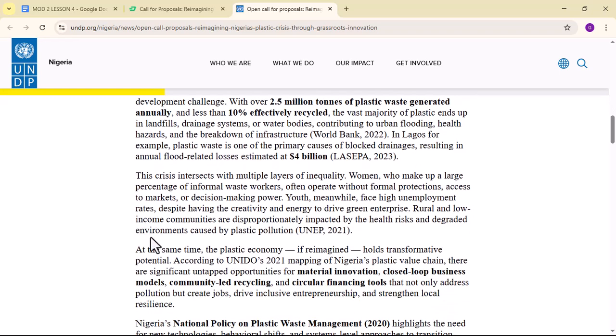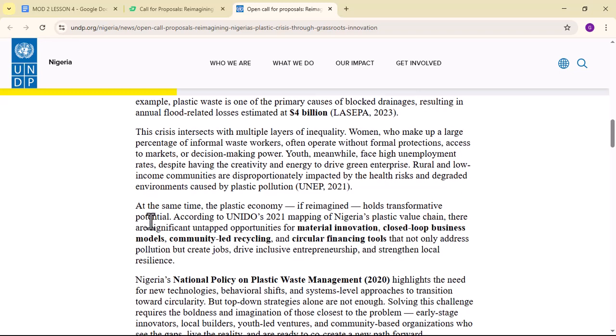Now they go on further that at the same time, the plastic economy reimagined holds transformative potential. So earlier when we talked about common trends, we talked about the first one, which is climate action. Now this is something exactly on climate action. So if you have a project idea like this, it is a typical example of what we are talking about on climate action.